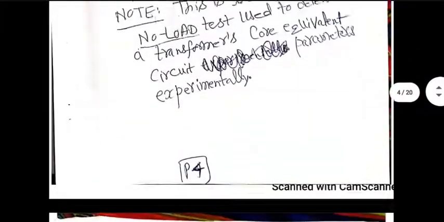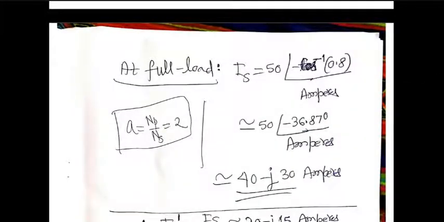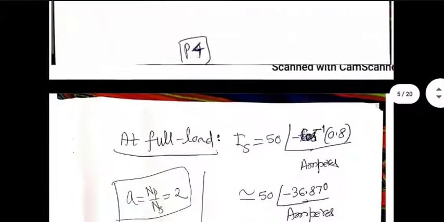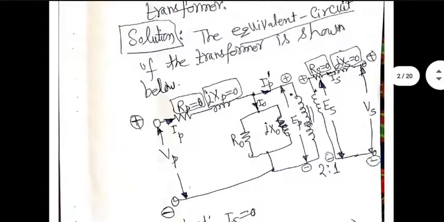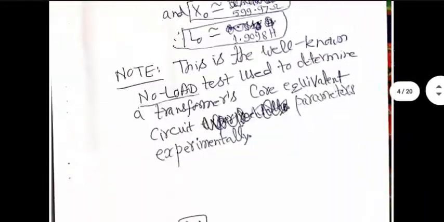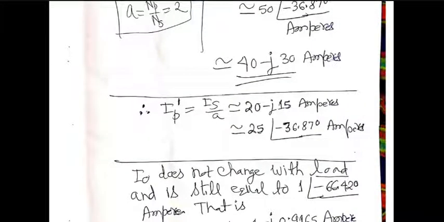In part two, IS is 50 at an angle of minus cos inverse of 0.8, which works out to 40 minus J30 amperes almost. And A is NP by NS, that's for sure. So this current IP prime will be related to IS by A, which is done here, IS upon A. So 20 minus J15 amperes.